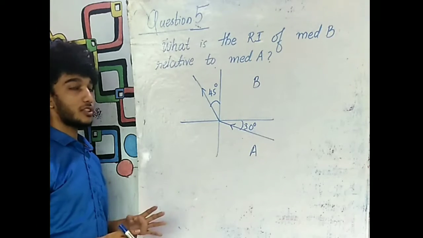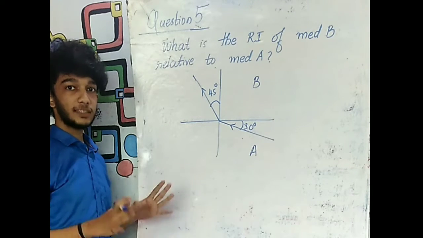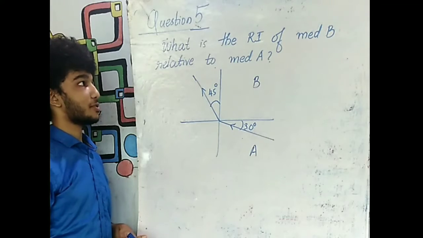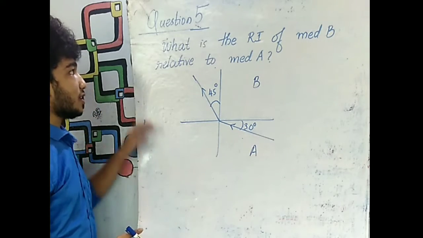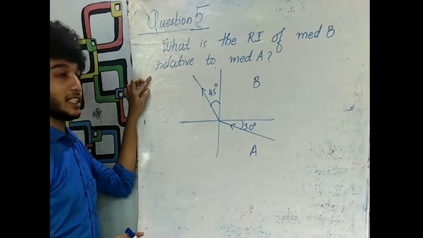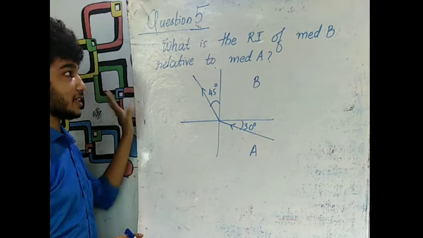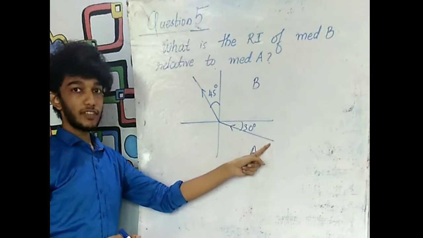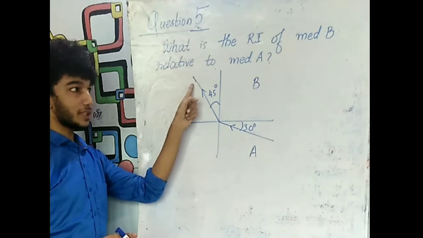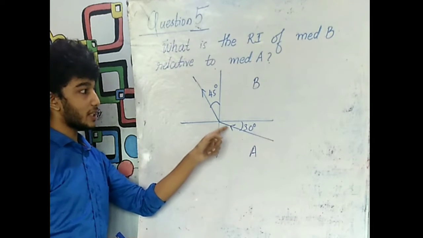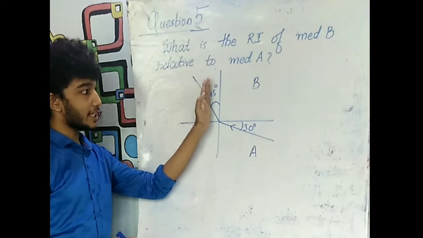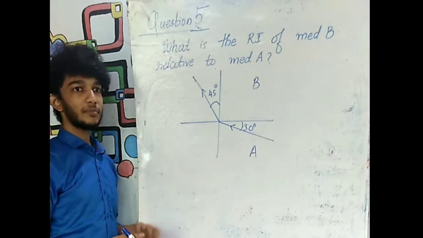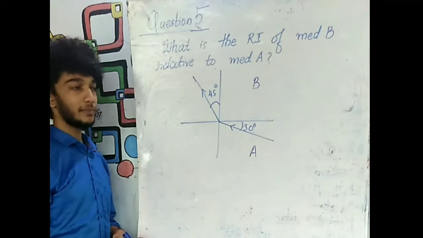This is a simple question, but there is a high probability that many of you may make a mistake in this question. So see this. What is the refractive index of medium B relative to medium A? From the figure we have to find out. A ray of light is propagating from medium A to medium B. So here, the ray of light has bent towards the normal. So medium B is obviously denser than medium A.